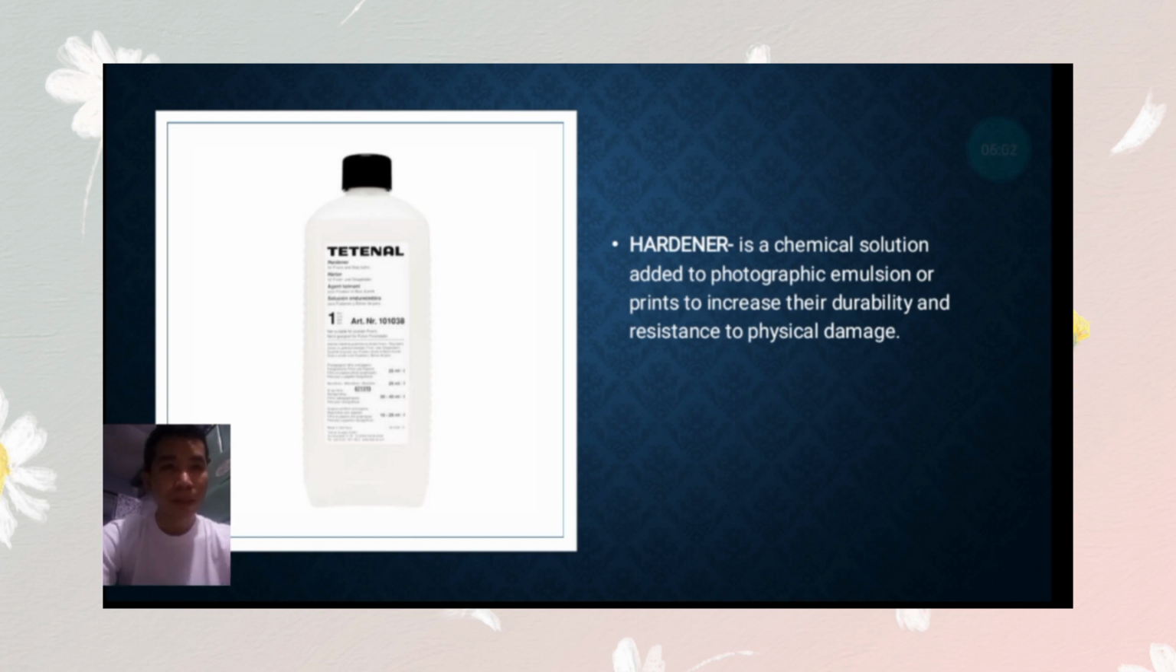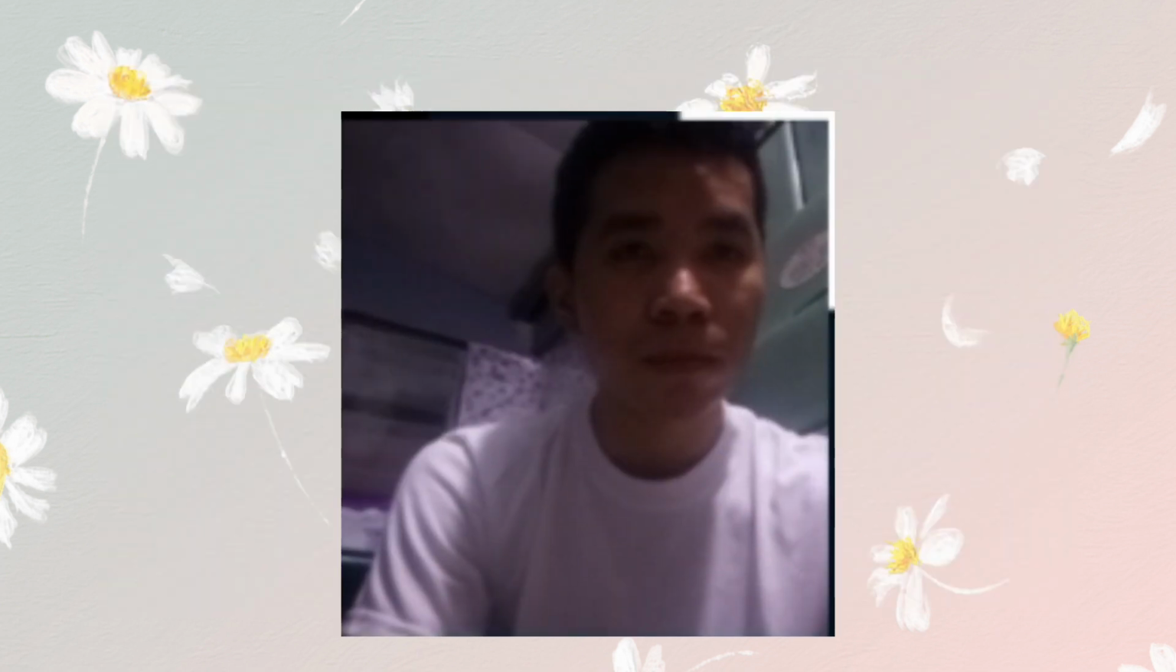And then si hardener. Kay hardener is a chemical solution added to photographic emulsion or prints to increase their durability and resistance to physical damage. So pag ang picture, kung mabutangan siya og hardener, dili siya basta-basta maguba, kung makambrasa ang picture, dili siya magasgas. And mao lagi ang gingon dira kay to increase their durability and resistance to physical damage. Mulig-on ang isa ka picture kung mabutangan siya og chemical na hardener.